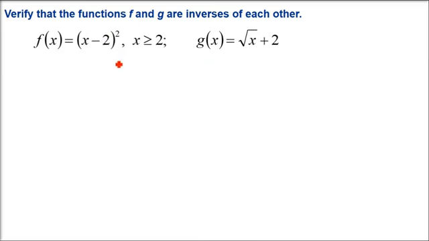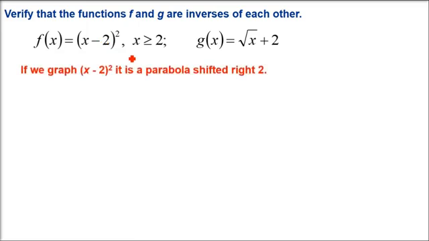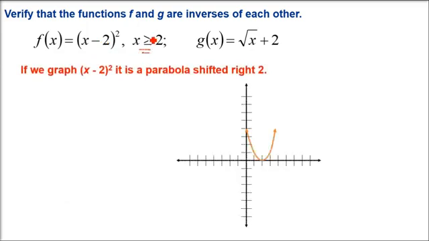How to verify that these two functions f(x) and g(x) are inverses of each other? This condition is very important: x is greater than or equal to 2. I'll mention it in a few seconds. y equals x square is normally a parabola. It's a quadratic function. It shows a parabola.